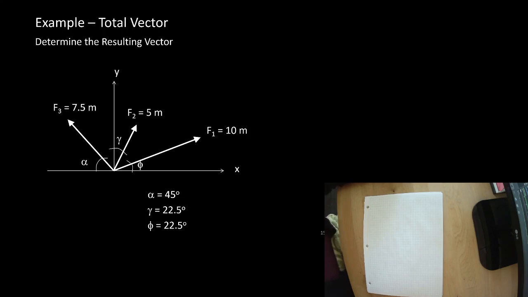So we have our three vectors. Our vector F1 is 10 meters, and it is 22.5 degrees off of the x-axis. We have F2, which is 5 meters, and it is 22.5 degrees off of the y-axis. And we have F3, which is 7.5 meters, and it is 45 degrees off of the x-axis. So let's break these down and sum these vectors up. We want to find the total distance. This one happens to be distance, but the principle behind vectors works no matter what.